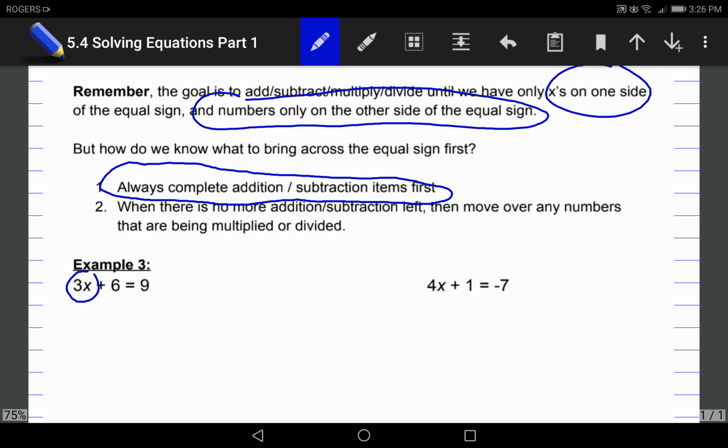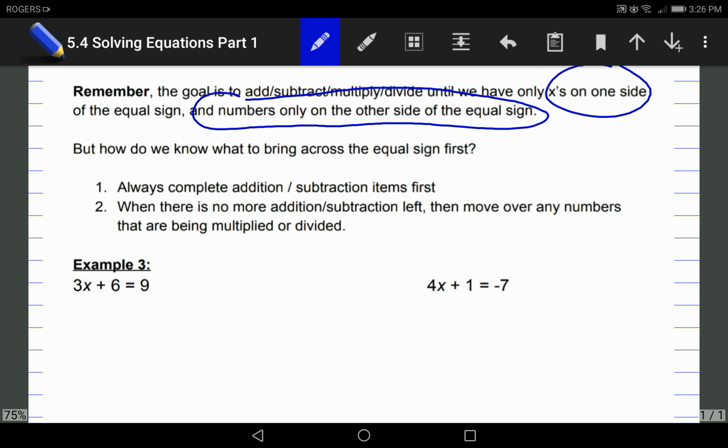I'm not going to touch my x term until I move over any plus or minuses. That's what I'm going to move over first. When there is no more addition or subtraction left, then move over any numbers that are being multiplied or divided. So in this case, it's going to be my 3. So I'm going to move over my 3 at the very end. So the rule is always move over addition and subtraction first, and then move over any multiplication or division.